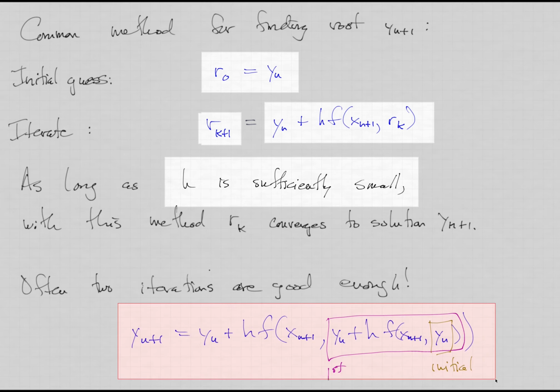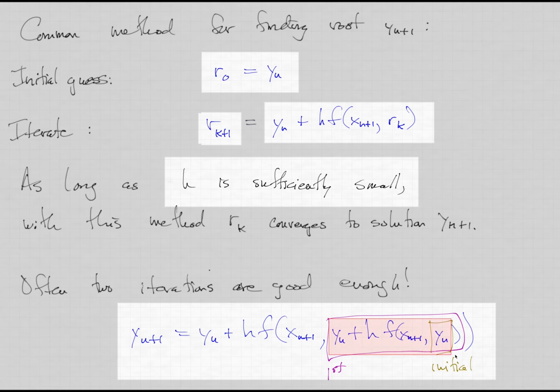Writing the whole thing out, since we're only iterating this twice, we can actually write the whole formula out in practice for what y sub n plus 1 will be. It'll be y sub n. Well, I'll tell you what, let me start from the right side. We start with our initial estimate, which is y sub n. We iterate that once to get the first iteration, y sub n plus 1 plus h times f of x sub n plus 1 comma y sub n.